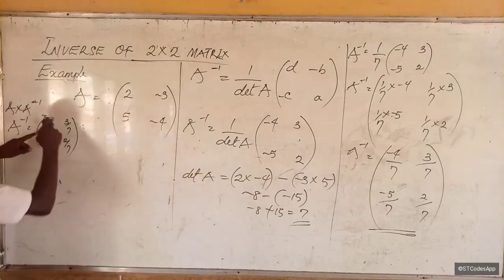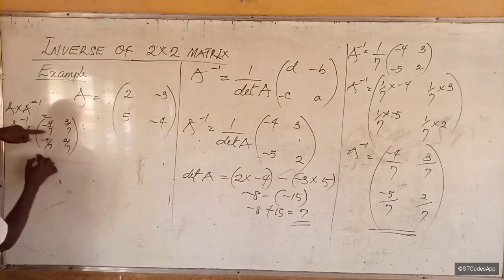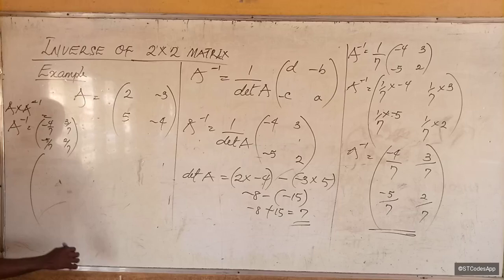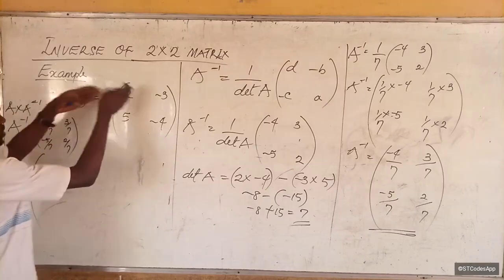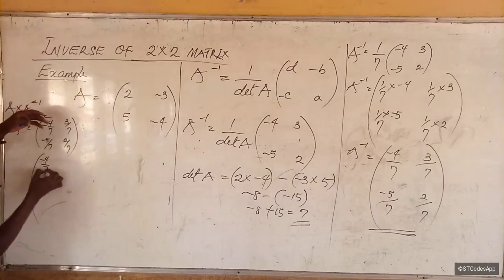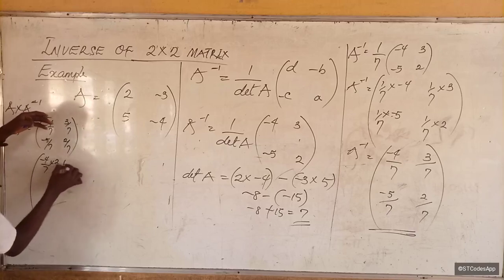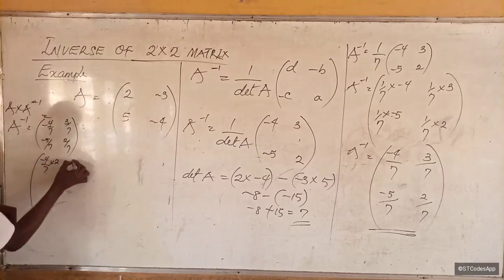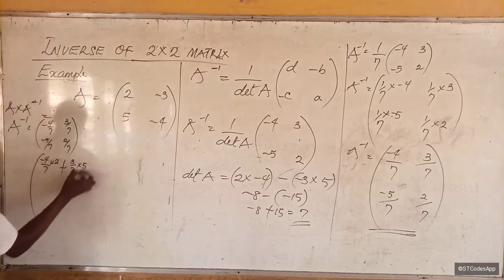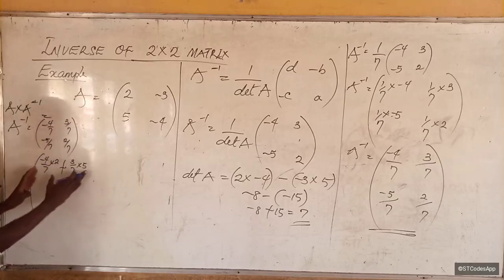So what do we have? Let me express it so that, for those of you who don't understand how to do multiplication, you will understand. Minus 4 over 7 times 2, so we have minus 4 over 7 multiplied by 2, plus 3 over 7 by 5. That is for the first element in that place.